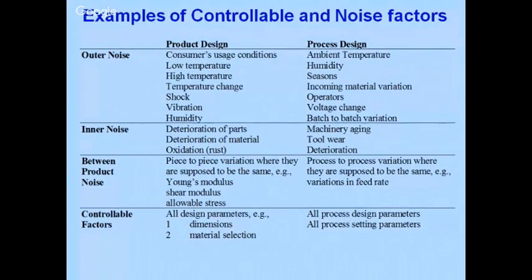So here I have given an idea of examples of controllable and noise factors. Any process will have controllable factors and uncontrollable factors. Like some examples are there. If we talk of controllable factors, design parameters, of course, dimensions, material selection, you can do that, isn't it? Process design, process setting parameters, all those are my controllable factors. Some example, we'll not go into all these details, but just to give you an idea, noise factor, piece-to-piece variation.